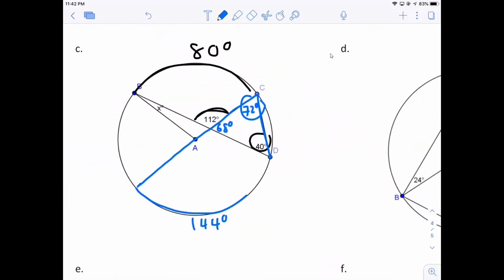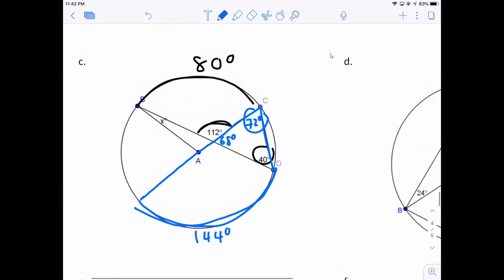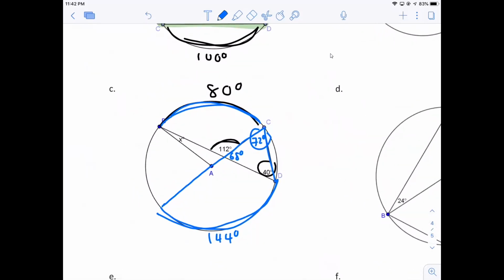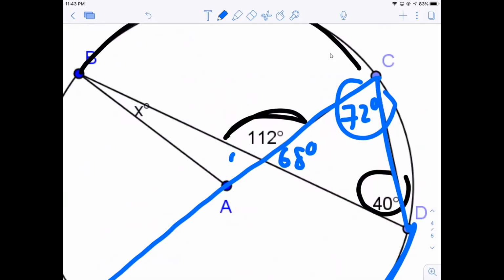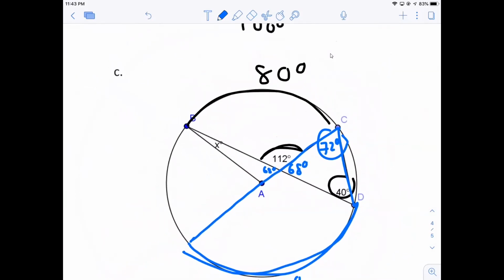So from there to there, that's 144. From there to there, that's 80. Wait, how did I get 80 degrees there? Oh yeah, twice 40. I'm stuck again, so we've got to think. All right, I guess I also know this is 68 degrees. And, oh, what am I doing?